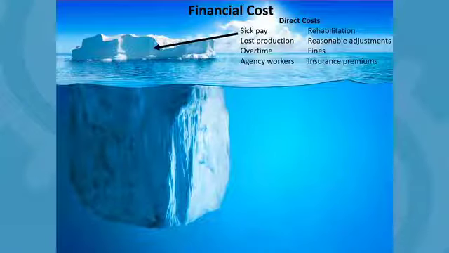These direct costs are more easily measured. Things like sick pay, lost production. Maybe you're going to have to sort out overtime to catch up on that lost production. You may have to bring in agency workers. What about rehabilitation and reasonable adjustments? Or there's the potential for fines and possibly even increased insurance premiums. For me, though, the indirect costs are an even bigger problem. It's very hard to calculate the full impact of these on the organisation, and some go unnoticed beneath the surface until it's too late and the damage is done.